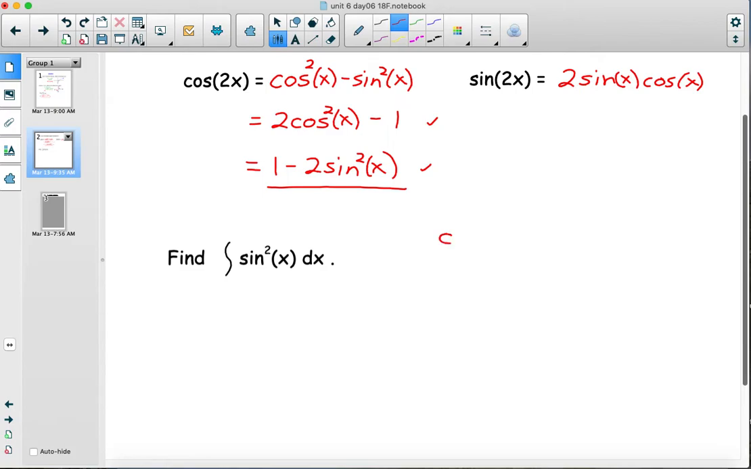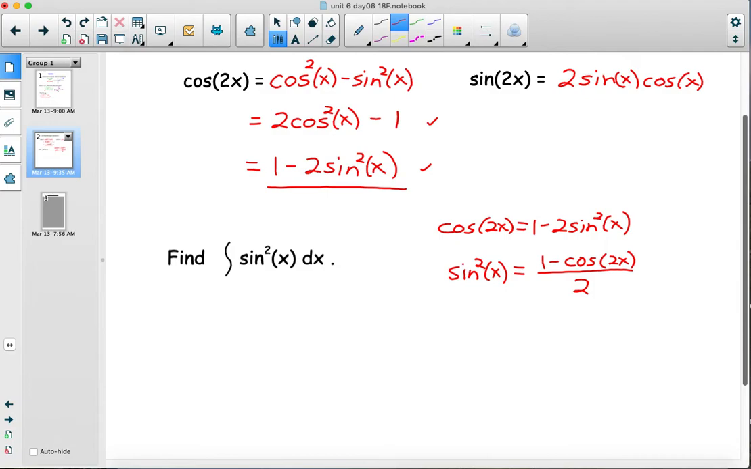So let me write this over on the side. We have cosine of 2x is equal to 1 minus 2 sine squared. Let's rearrange this equation and solve for sine squared. If I move the 2 sine squared over to the left side, and then I subtract the cosine of 2x over to the right side, we're going to have 1 minus cosine of 2x, and then we'll divide by that 2 that was with the sine, and so now we have sine squared by itself.